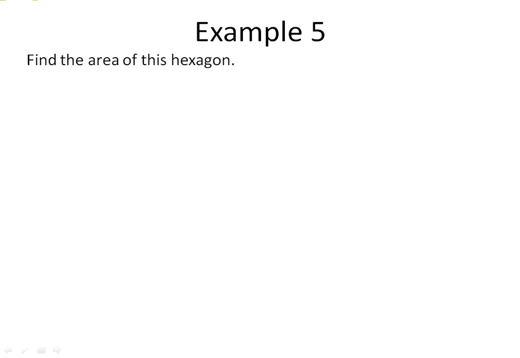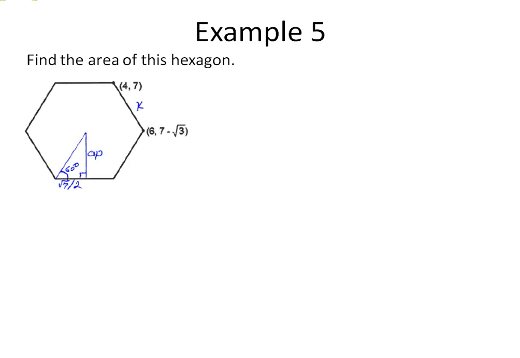Okay, let's go to example 5. They want to find the area of this hexagon. Notice what they did here. They gave us coordinates of the 2 vertices. So this means we have to find the length of this side by using the distance formula. Then whatever that is, take half of that, and that will be the length of this side of the triangle, and we'll have to find the apothem.